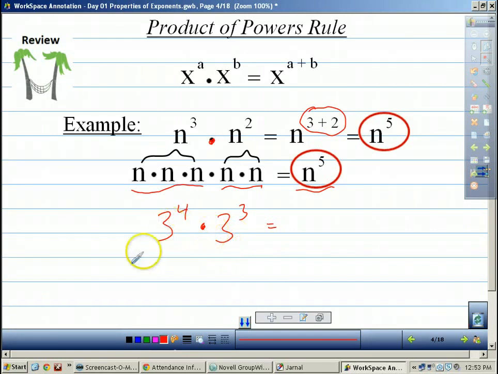The same thing here. 3 to the 4th we could say is 3 times 3 times 3 times 3, which is 81. And 3 to the 3rd is 3 times 3 times 3, which is 27. 81 times 27 is going to be the same as 3 to the 7th. 1, 2, 3, 4, 5, 6, 7. So, adding the exponents, not too bad. Do note that they have to be the same base. That means they have to be the same variable, or the same number. So if this is 3 to the 4 and 2 to the 4, it doesn't work. It has to be the same base.